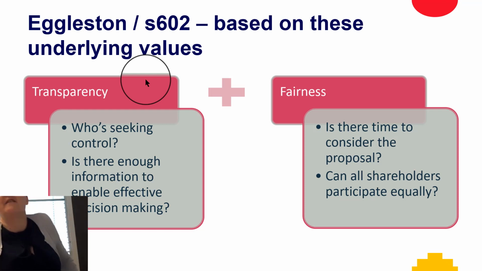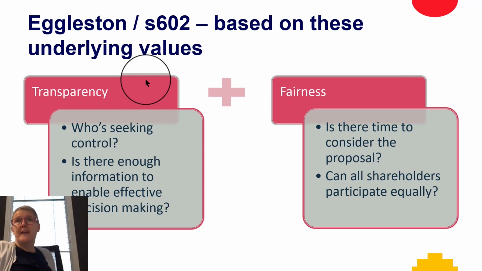So the underlying values are transparency and fairness. Transparency is about understanding who's seeking control, why they're seeking control, and whether there's enough information to enable decision making. And fairness goes to the question of whether or not there's time to consider the proposal and whether or not shareholders can participate equally.